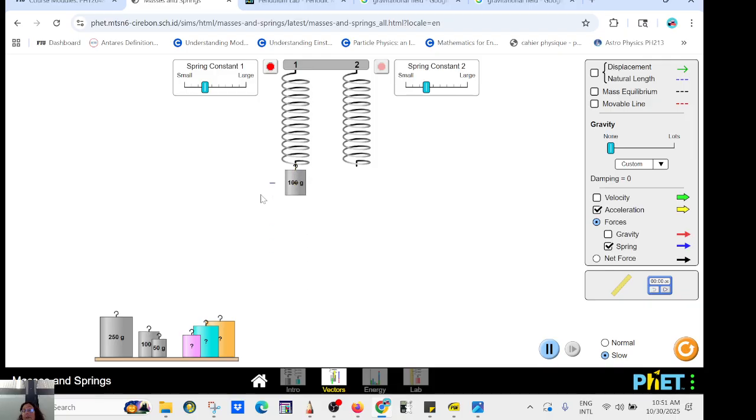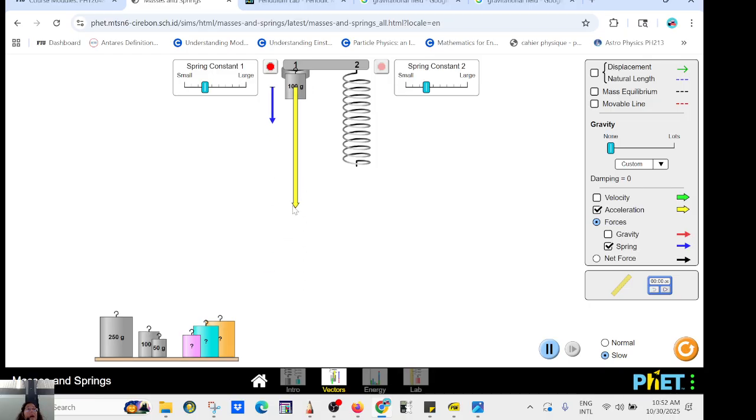And then here, when it goes through its equilibrium, there is no more restoring force, there is no more acceleration, but it overshoots. So it keeps going. So what's happening here? You are switching back and forth between elastic potential energy and kinetic energy, elastic potential energy and kinetic energy. Okay? So this is called a simple harmonic motion.